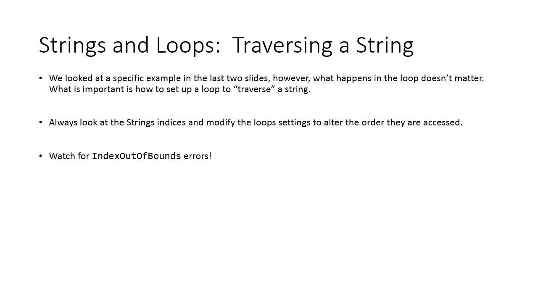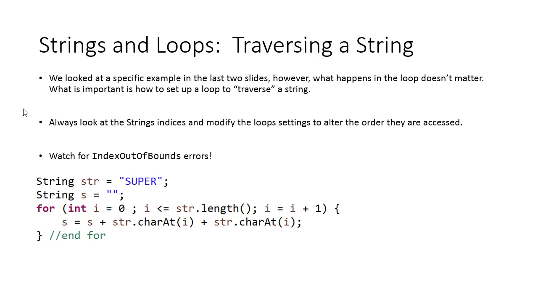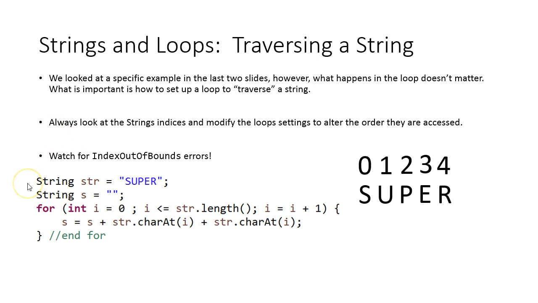I am sure you've probably come across this error already, but we need to watch for index out of bounds errors. And this next chunk of code actually has one. Can you see it? If you can't see it yet, let's walk through what happens here. I have a string called str, which stores "super". I have a string called s, which stores nothing. Then I start at index 0, and I go as long as i is less than or equal to str.length, and I add 1 to i each time. So I'm going to look at each character in sequence. Then I simply add that character twice to this string.